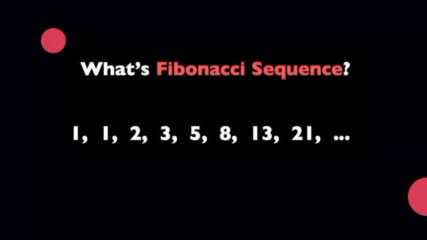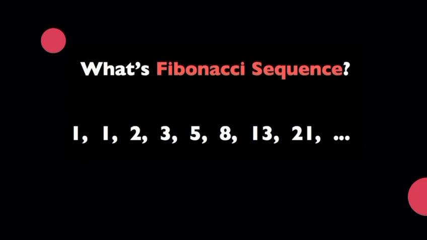So what is a Fibonacci sequence? It's a sequence of numbers that start with two ones at the beginning, and after that we just add the previous two numbers to get the next. So 1 plus 1 equals 2, and 1 plus 2 equals 3, and 2 plus 3 equals 5, and so on. And the problem here is to find the nth Fibonacci number. So if n is 6, the sixth Fibonacci number is 8.